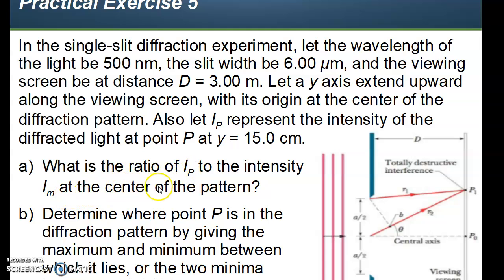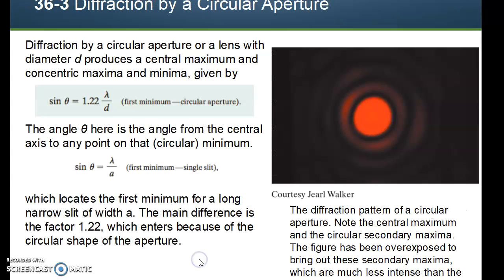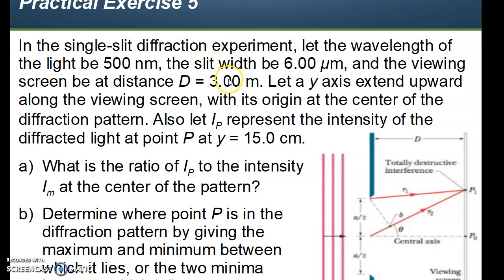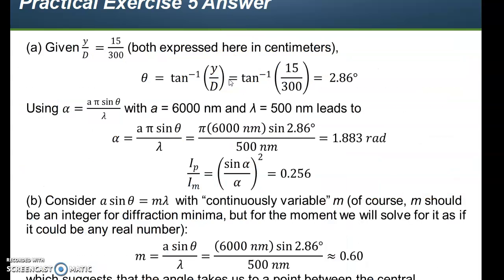And so what we do is this is a sine alpha over alpha, squared, right? That's what the equation is going to be for this. And determine where the point P is in the diffraction pattern by giving the maximum, or the two minima between which it lies. Okay? So, given that y over D equals 15 over 30, here they expressed that in centimeters, right? So it's 15 over 30 in terms of centimeters.